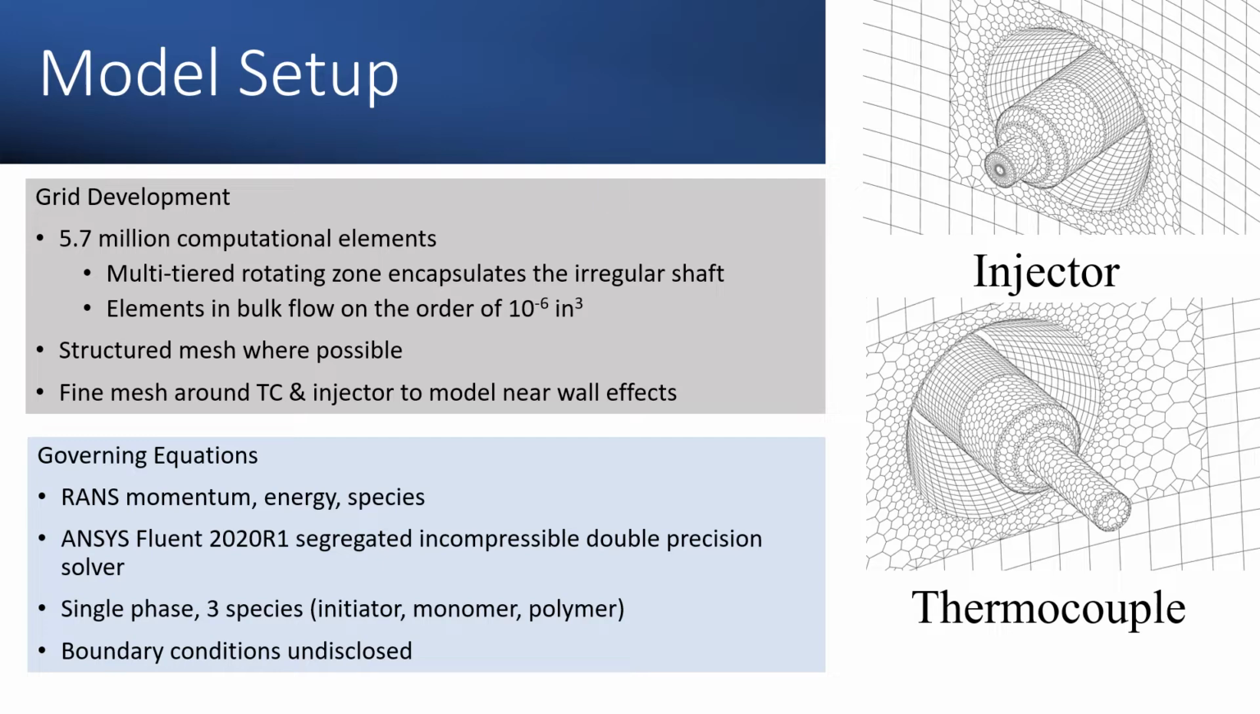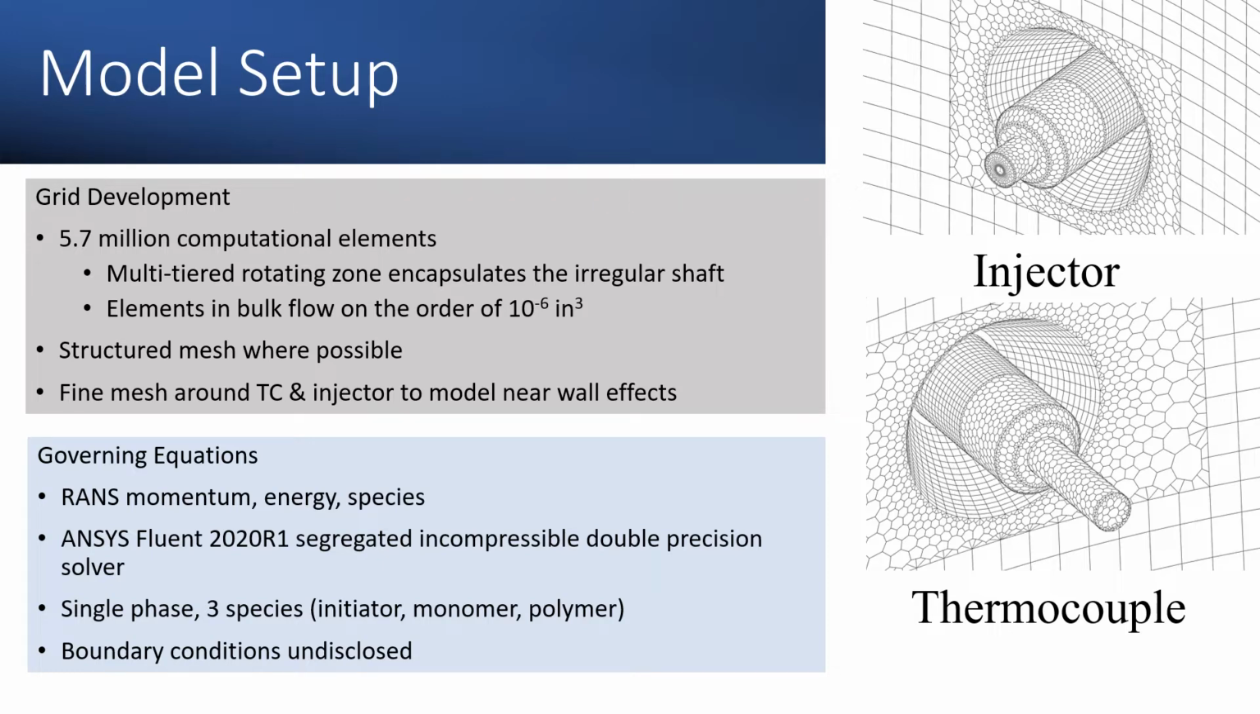Elements within the bulk flow away from the wall are around 10 to the negative 6 cubic inches, and as I mentioned, we tried to do structured mesh as much as we possibly could, but mostly around injectors and thermocouples. This became a challenge and not necessarily realistic, and so we had to use some polyhedral elements. We kept a fine mesh around the thermocouple and the injector to model any near wall effects that these would have on the bulk flow.